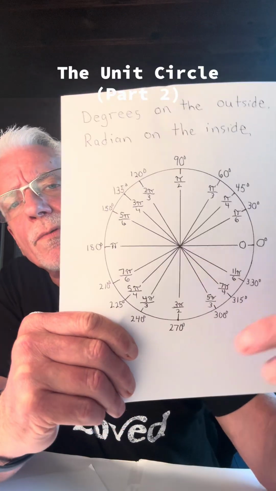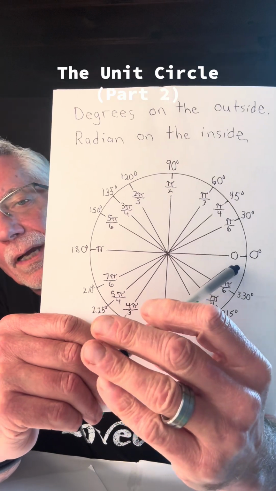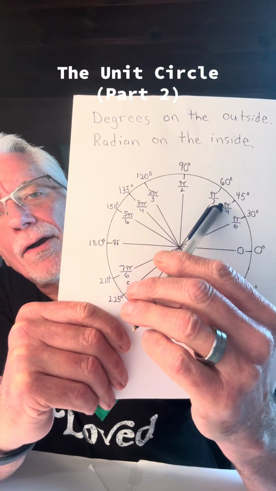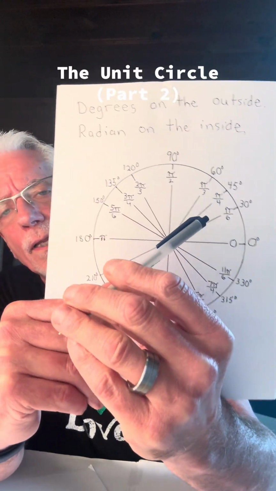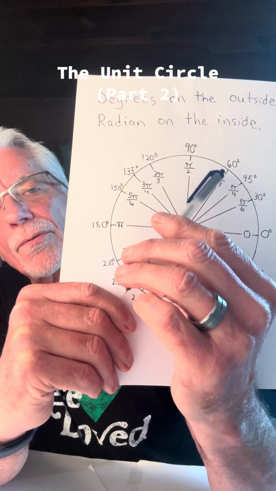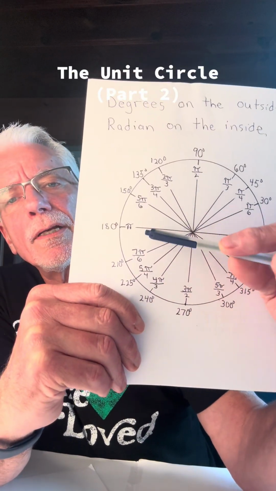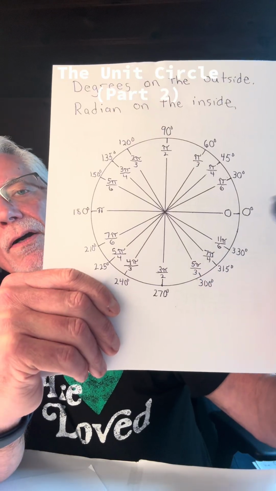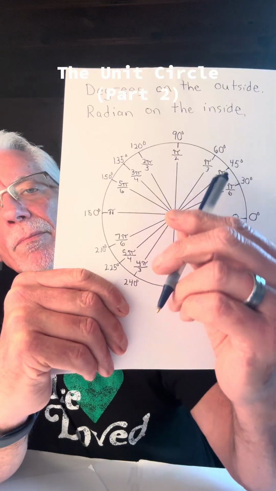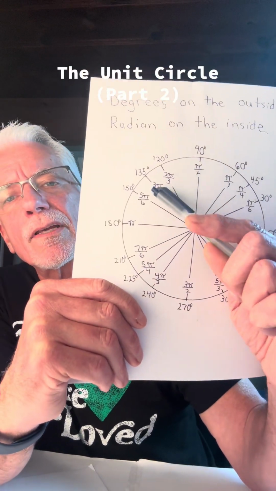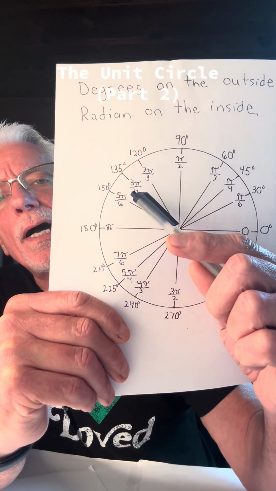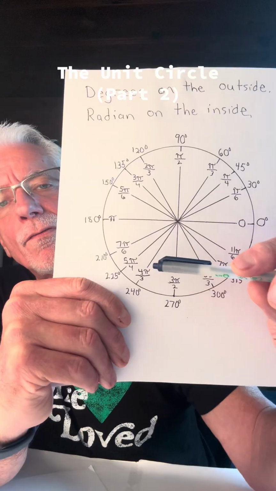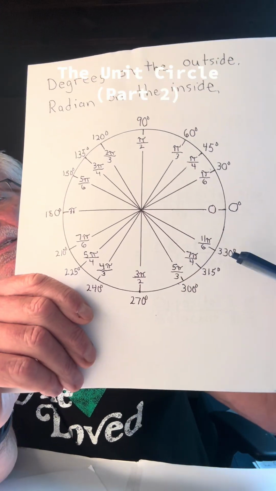Okay, and then in terms of radians, I did the radians on the inside. So here's 0, and then here's pi over 6, pi over 4, pi over 3. Remember that in the last lesson, the denominators go 6, 4, 3. Over here, this is 1 less. So 5 pi over 6, 3 pi over 4, 2 pi over 3. One more, 7 pi over 6, 5 pi over 4, 4 pi over 3.